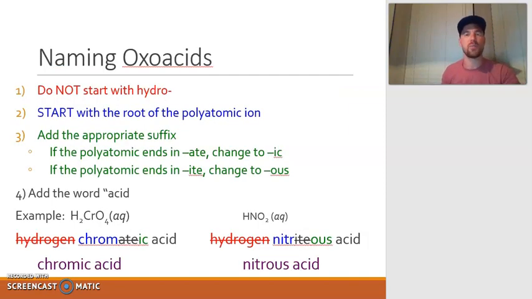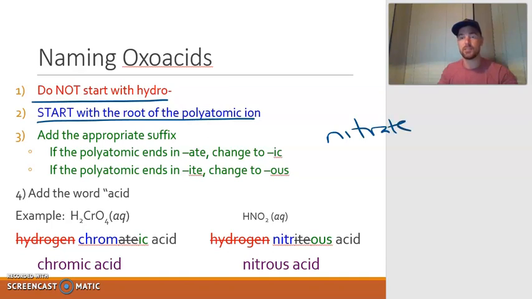Alright, let's take a look at how we name these. One of the biggest differences between binary acids and oxoacids is oxoacids do not start with hydro. Instead, they actually start with the root of the polyatomic ion. Now, the problem with polyatomic ions is that a lot of them sound the same. For example, we have things like nitrate versus nitrite. If we change the endings to both of them simply to ic, that's not going to indicate to us which one of those polyatomic ions we're looking at. So, we have to have some steps here.